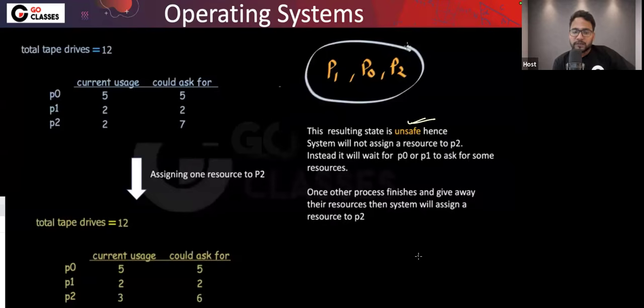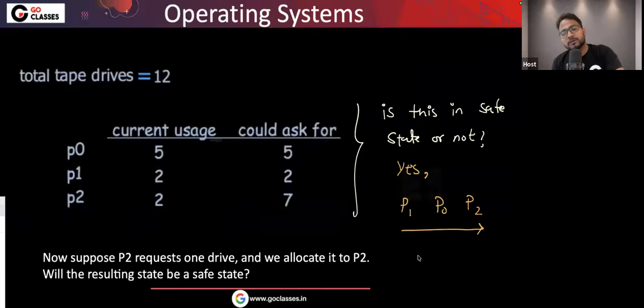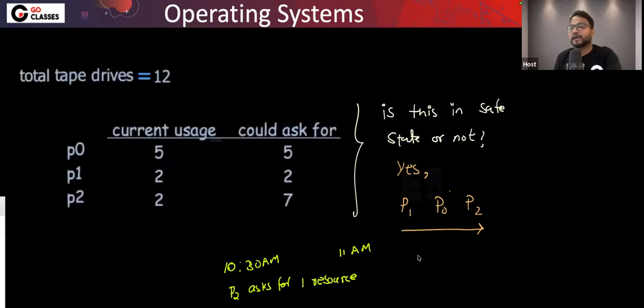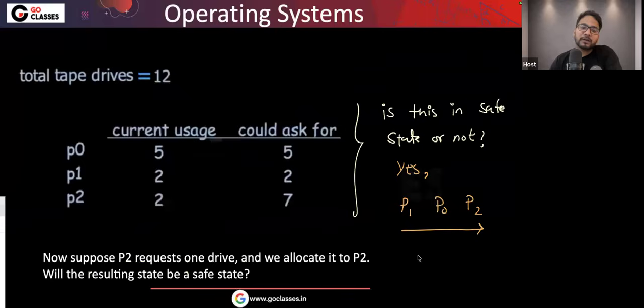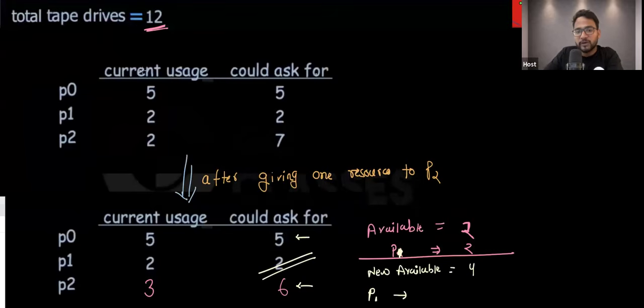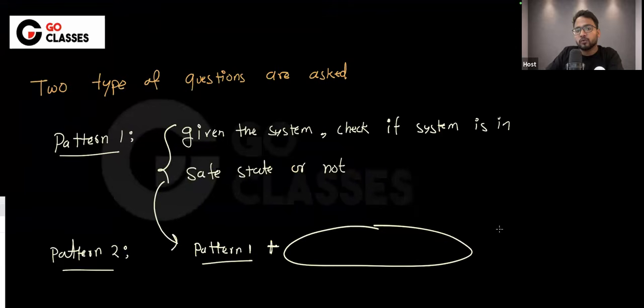So what I'm trying to say is that there are two patterns of questions. One is that they will directly ask you for the safe state. Another is that they will write one line that, okay, now P2 is asking for one drive, or one resource. Now tell me the safe state. So first you have to modify the table, and then you check whether the system is in a safe state or not.